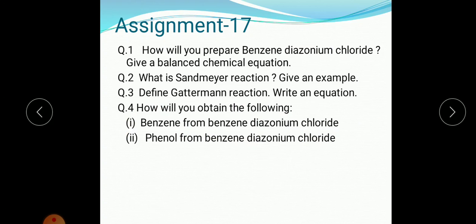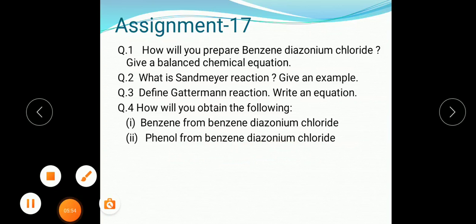Next, today's assignment number 17. Question number 1. How will you prepare benzene diazonium chloride? Give a balanced chemical equation. Question number 2. What is the Sandmeyer reaction? Give an example. Number 3. Define Gattermann reaction. Write an equation. And question number 4. How will you obtain the following? That is, benzene from benzene diazonium chloride and phenol from benzene diazonium chloride. So complete this assignment and send it in my mail.